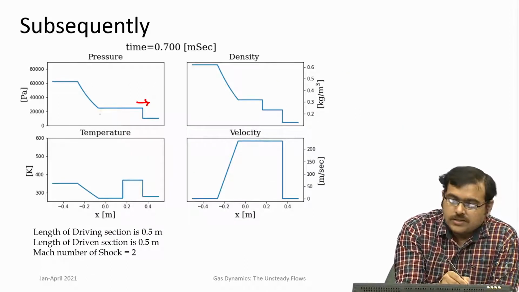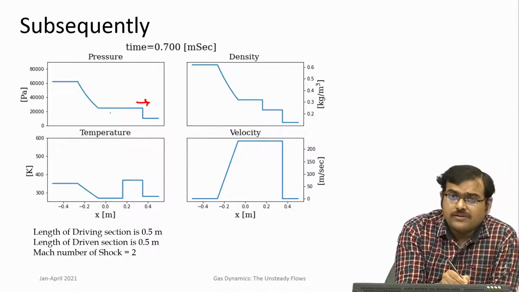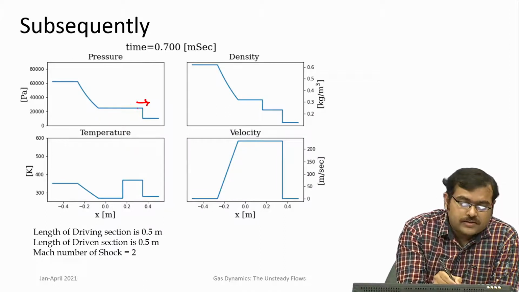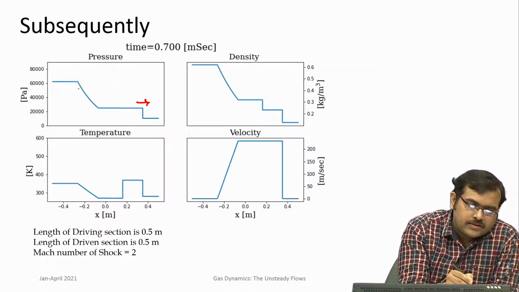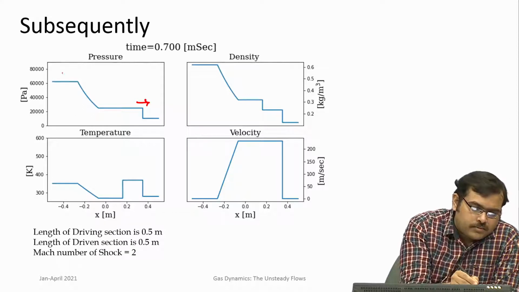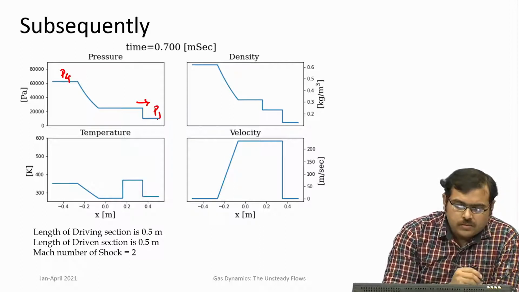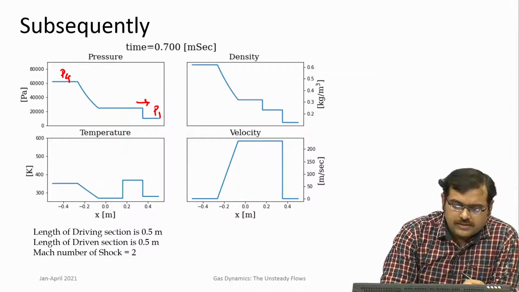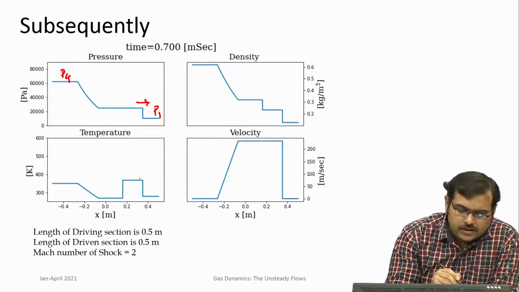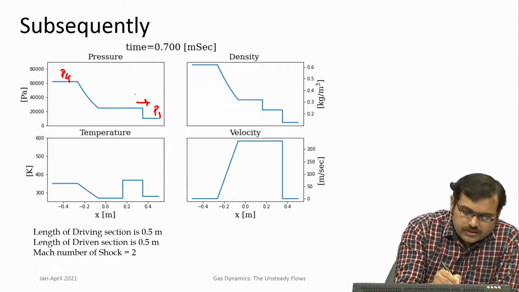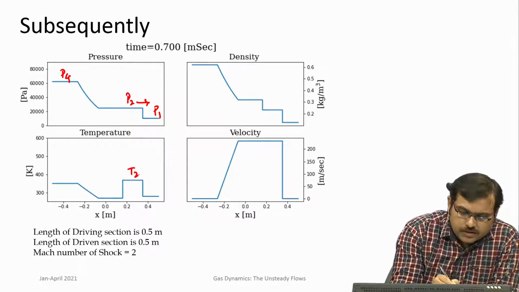So, because of the contact, there is no difference in the pressure across the contact surface, it remains all through both region 2 and 3, and then you see that there is a gradual decrease of pressure from P4. So, this is P4 and this is P1.